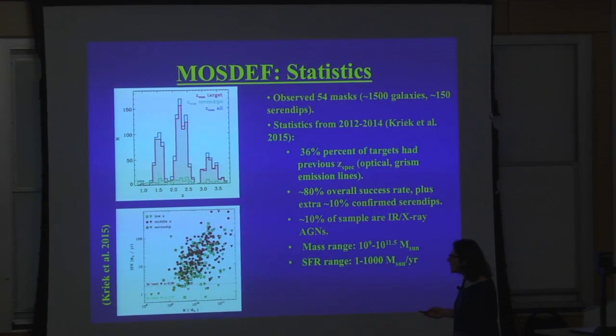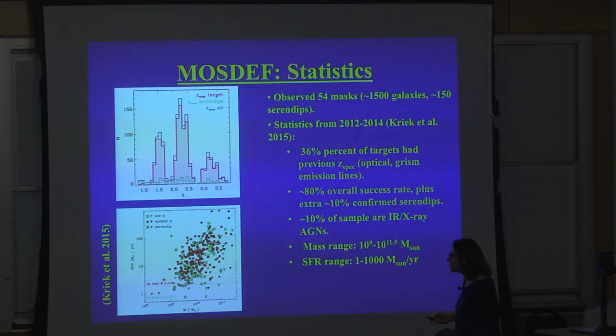So only a minority of targets that we studied actually had previous spectroscopic redshifts. That's good because it means that we were not biased to only look at the types of galaxies that would have previously measured redshifts. We had a very high overall success rate. So basically 80% of anything that we targeted, we actually confirmed. So that was really good. About 10% of our sample are AGNs of some type. That's actually overrepresentation relative to the sort of cosmic rate of these actively accreting black holes.